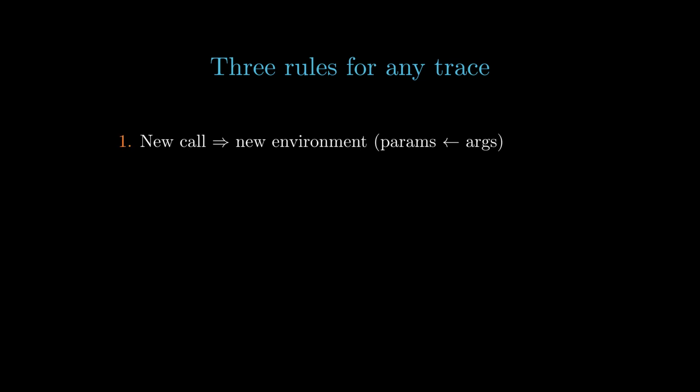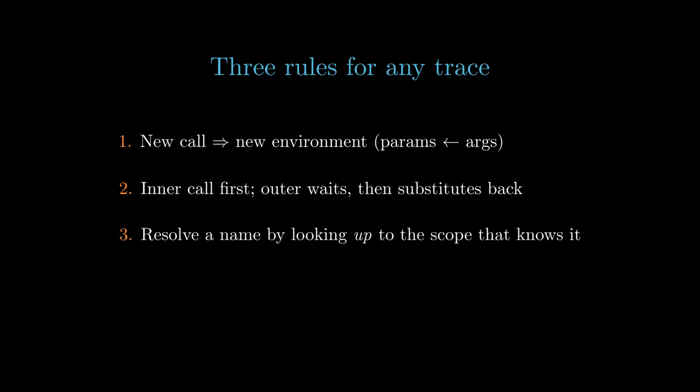3 rules carried the whole trace. First, every function call creates a fresh environment that maps parameters to arguments. Second, when a call contains another call, the outer one waits while the inner one is evaluated in its own scope. Then its value is substituted back. Third, names are resolved by looking upward to the nearest enclosing environment that actually knows the variable. Master those 3 moves, and you can hand trace any nested call, lambdas included, with confidence.